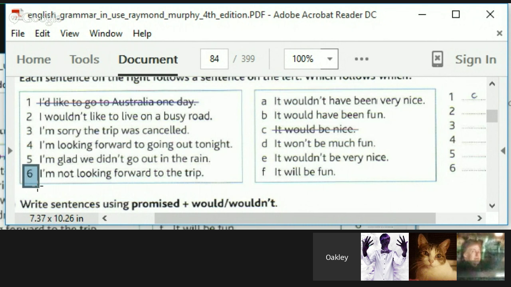David, number 6. I'm not looking forward to the trip. Oh, can you tell me what looking forward means? Yes. Looking forward to, actually. It's a three-word phrasal verb. Phrasal verbs are made up of more than one word. There are not very many three-word phrasal verbs, but this is one, and a common one. And it means that you're anticipating.